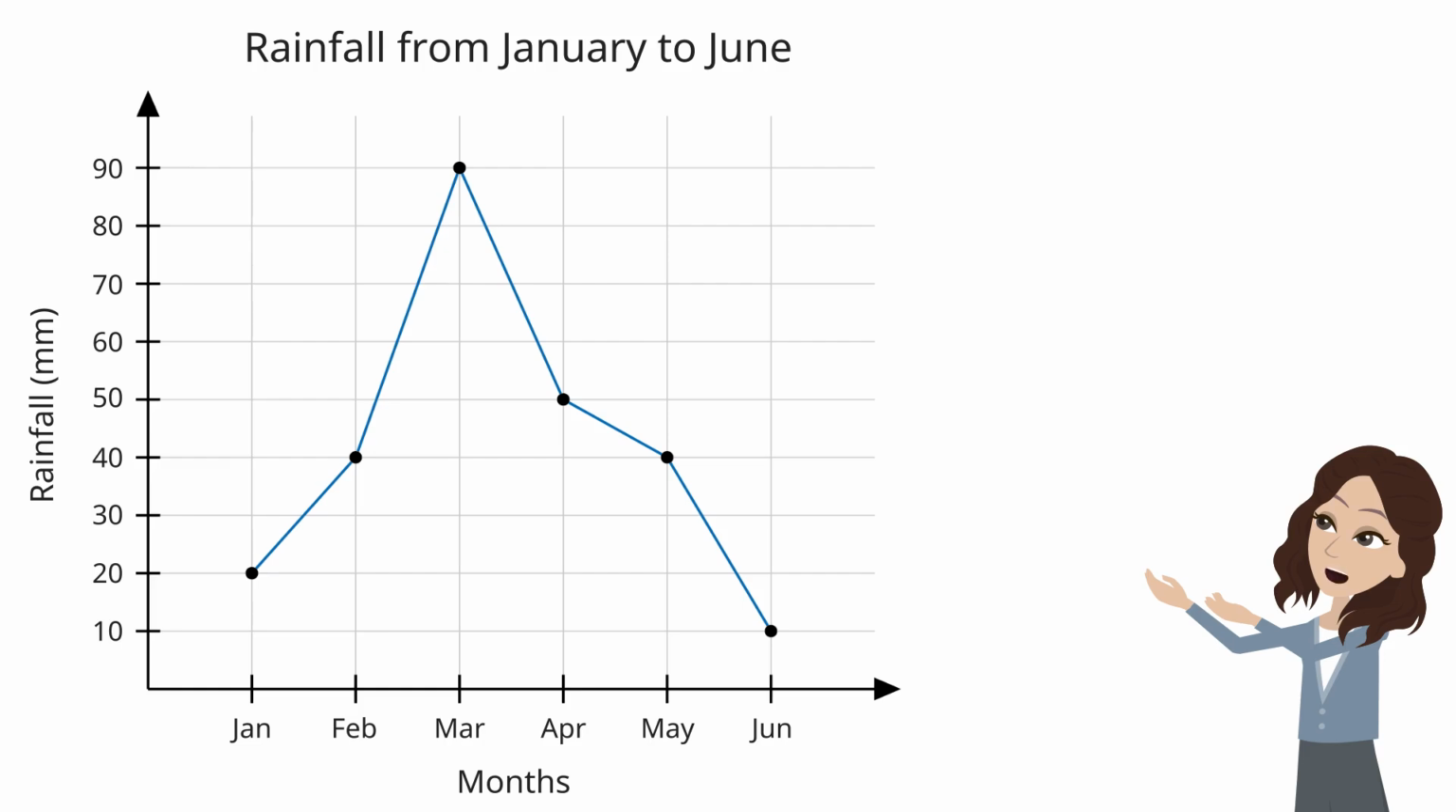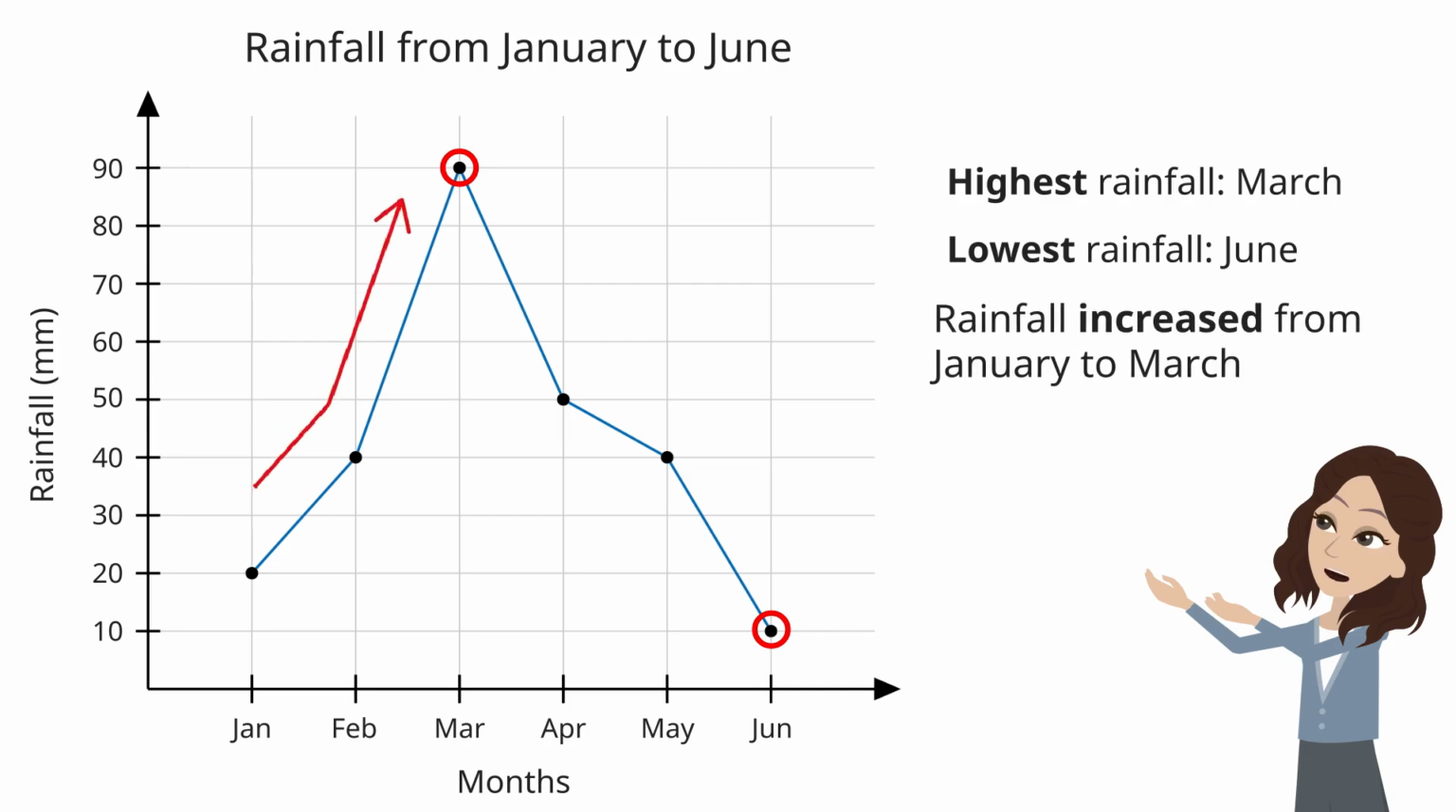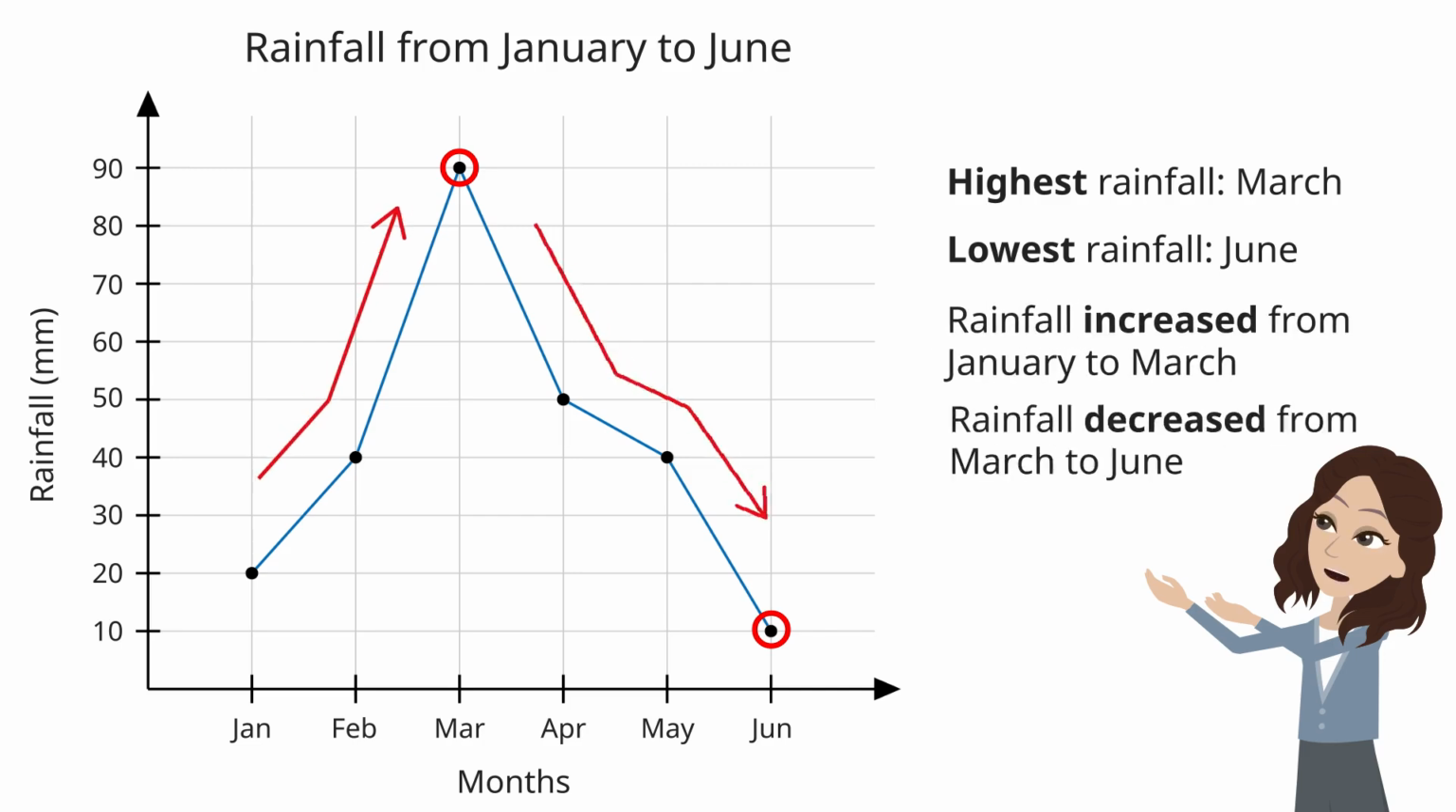Line graphs are useful for us to describe patterns or trends over a period of time. From our line graph, we can see that rainfall was highest in March and lowest in June. It also shows that rainfall increased from January to March, then decreased from March to June.